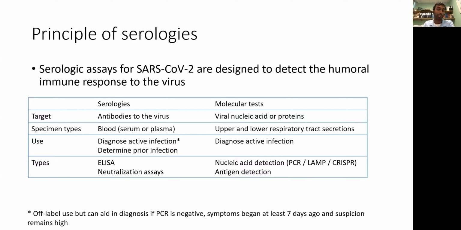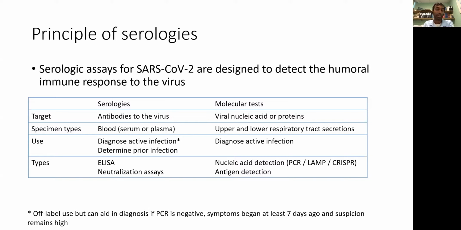The use for serologies at the current moment are, one, to diagnose active infection with the caveat that this is an off-label use, but it can help in cases where PCR is negative, symptoms began some time ago, roughly at least 7 days, and suspicion for clinical infection with COVID is still very high. Primarily the use case for serologies right now, however, will be to determine prior infection, and there are many other potential use cases that are on the horizon but not ready at the current moment. PCR, on the other hand, really is solely used to diagnose active infection right now.